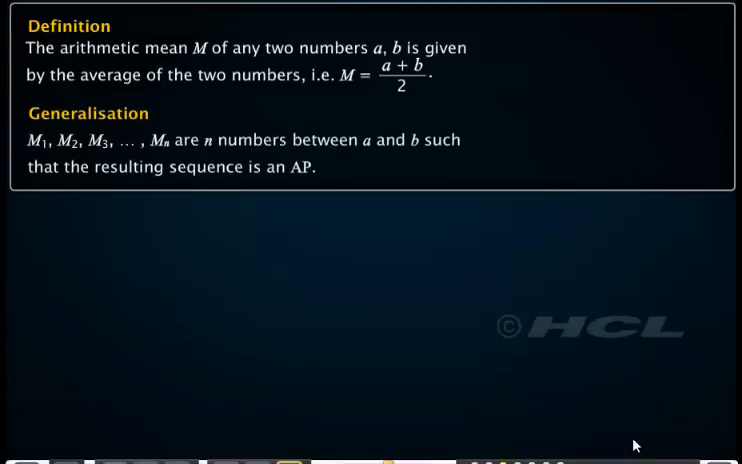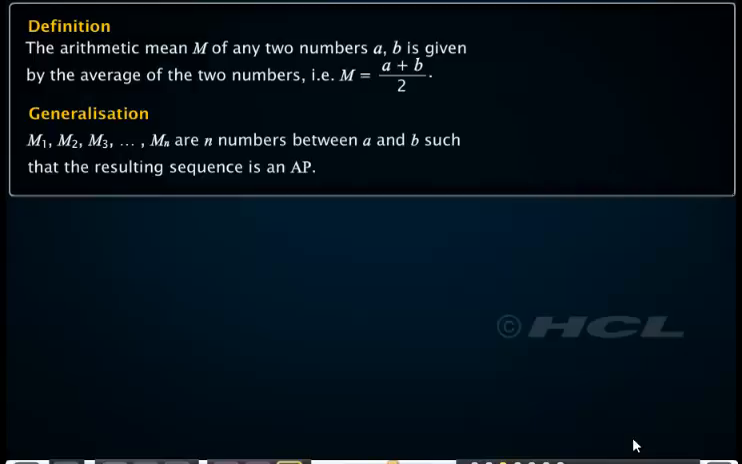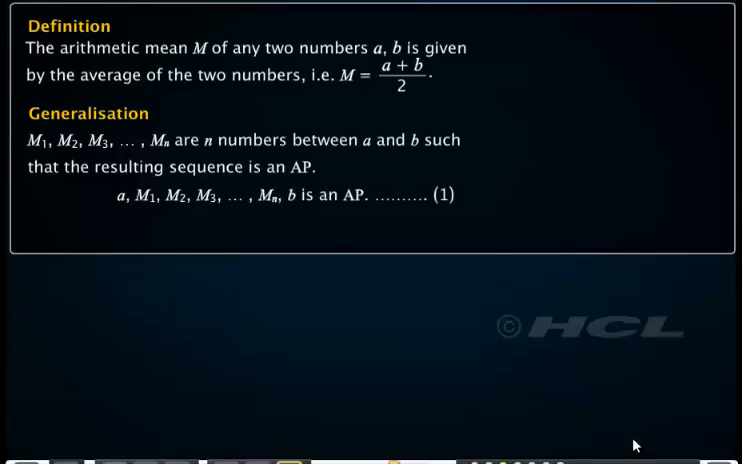Now let's generalize our observations by stating that M1, M2 and so on up to Mn are n numbers inserted between two numbers A and B. The sequence of numbers obtained, A, M1, M2, up to Mn, B, is in AP. Note that this AP has n plus 2 terms as shown.